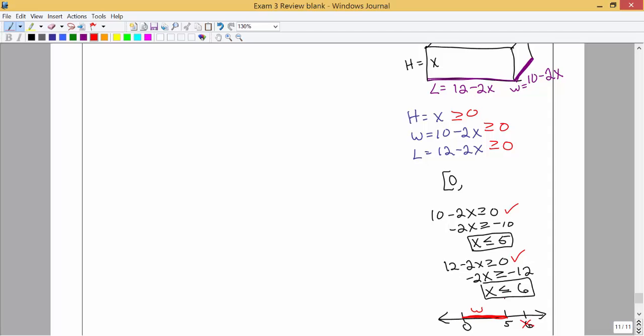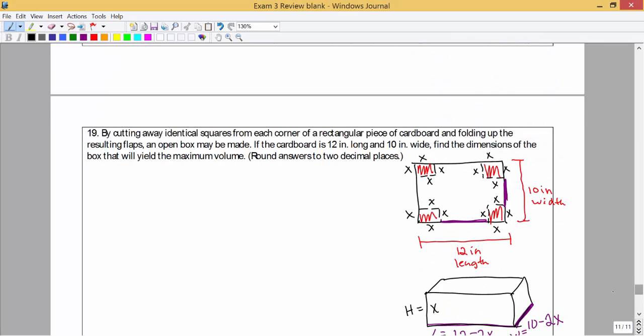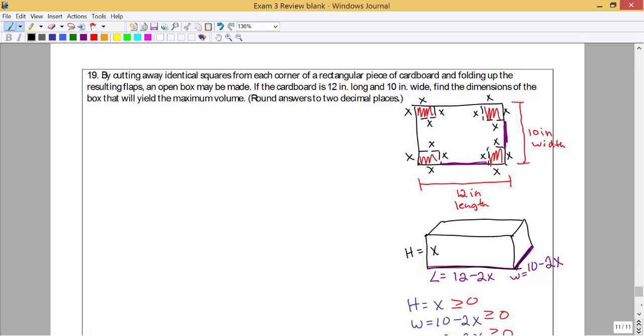So the upper bound for our x will be 5. Okay, so here's our bound for x. This is what the x values will have to come from in order to keep all those distances positive. So let's go back up here and look at what we were asked to find. So we have the picture, and we're going to have all of our bounds.